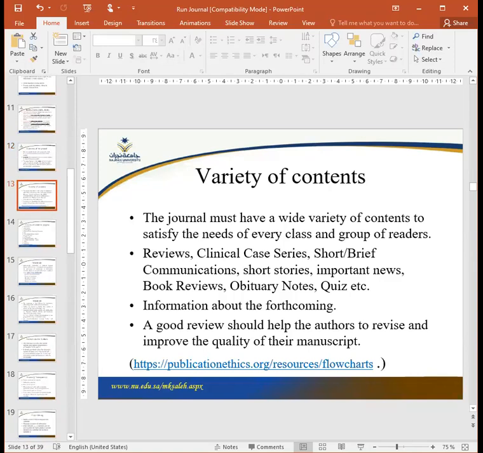Okay, variety of content of the journal. The journal must have a wide variety of content to satisfy the needs of every class and group of readers, starting from original research.